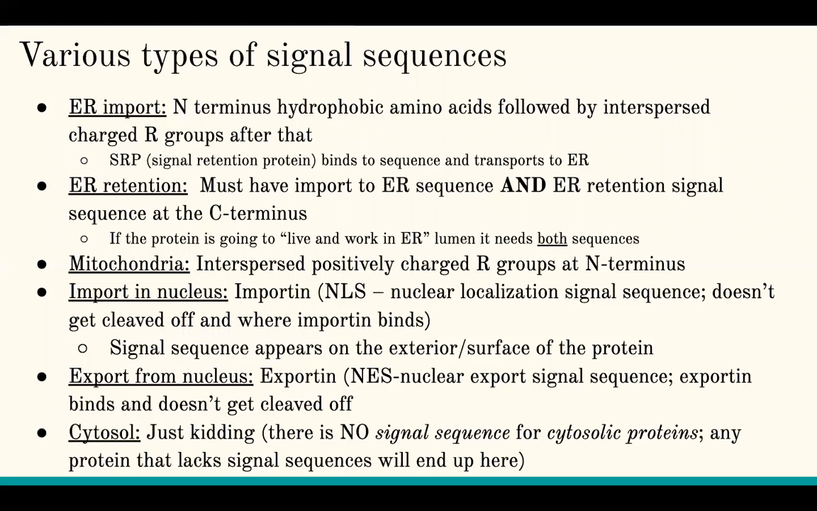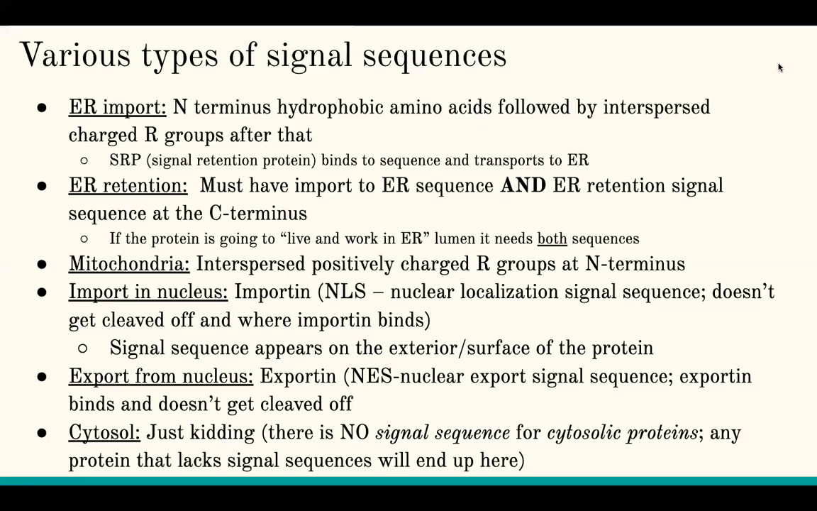So for ER import, to enter the endomembrane system, the N-terminus is hydrophobic amino acids followed by interspersed charged R groups. So the beginning part is going to be a big chunk of hydrophobic amino acids, and then you're going to have those charged R groups following it, which you'll see better on the next slide with the different amino acids used as an example. The SRP, like we mentioned before, is what recognizes the sequence when it first gets translated out of the ribosome and brings it into the ER.